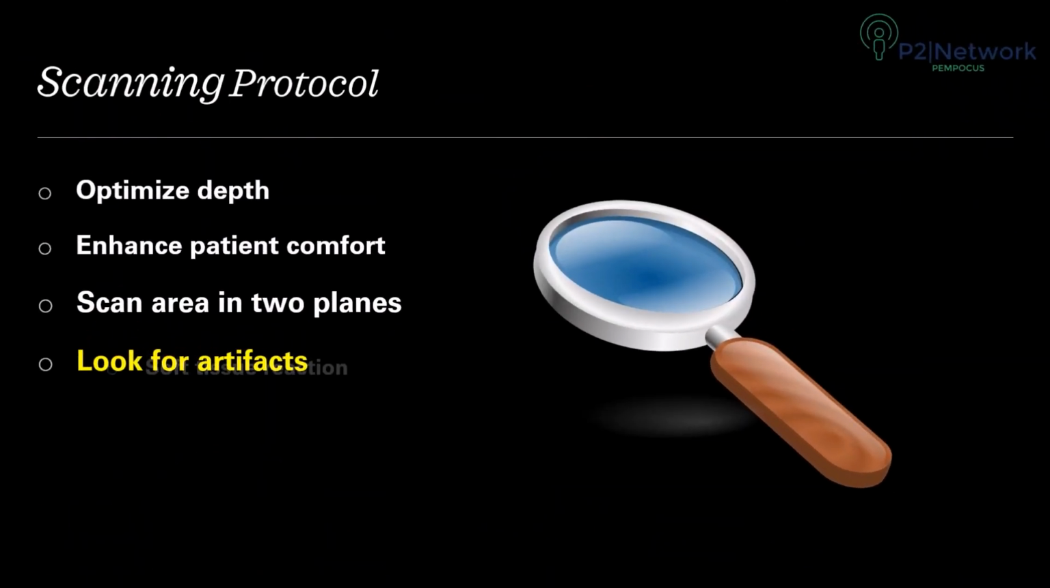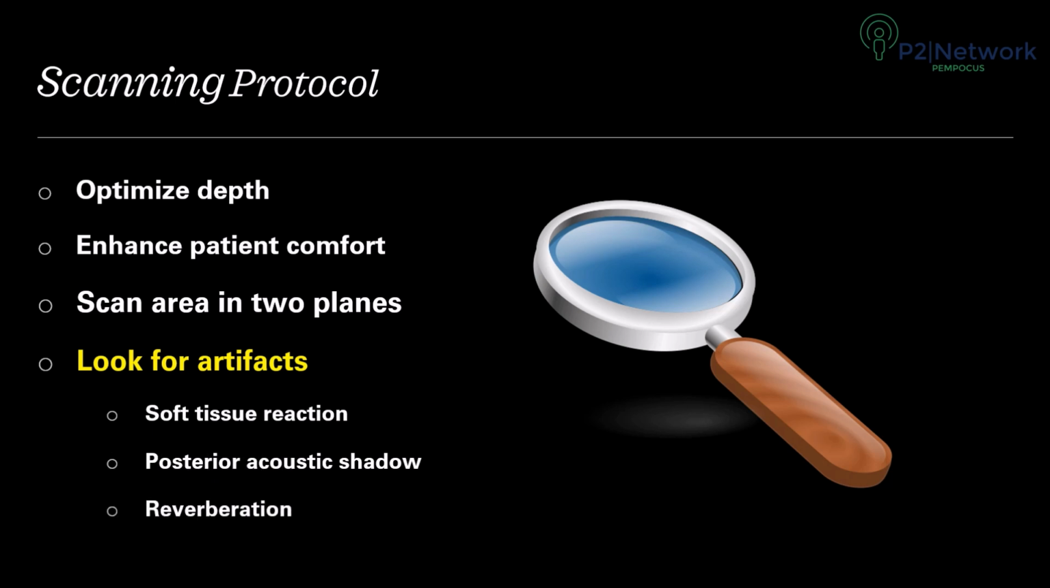Look for tissue reaction, such as a hypoechoic ring or the halo sign. Look for posterior acoustic shadow. Look for reverberation artifact. Look for adjacent cellulitis, cobblestoning, or abscess.